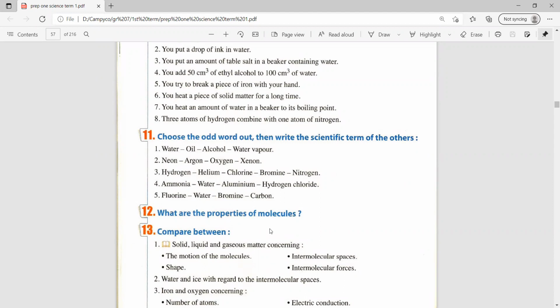Let's do the odd word question for KG. Choose the odd word out, then write the scientific term of the others. The first one, what is the odd word? Water vapor. Yes, and the others? Scientific term for the others. The others are liquid. Yes, okay, number 2. Oxygen. Others are noble gases. Very good. Number 3.